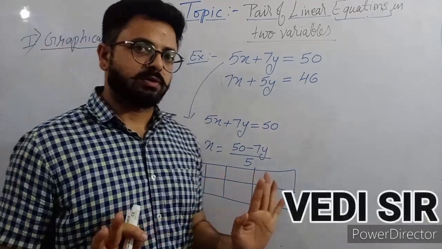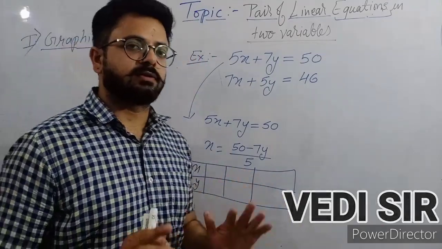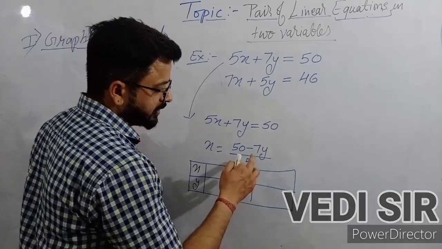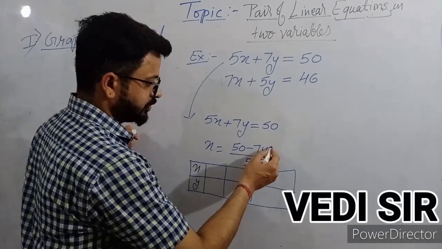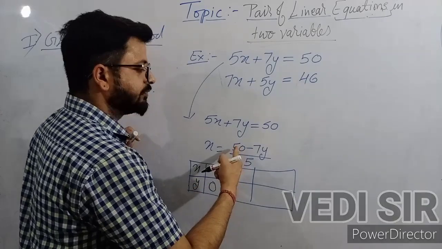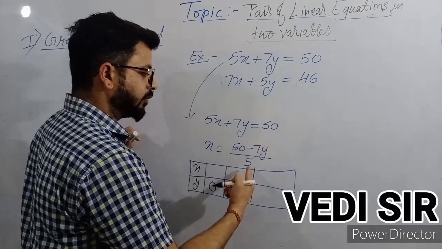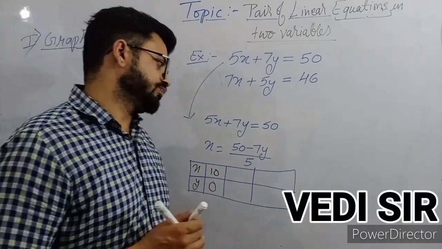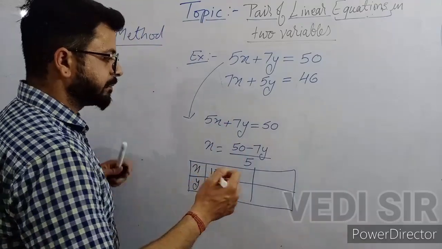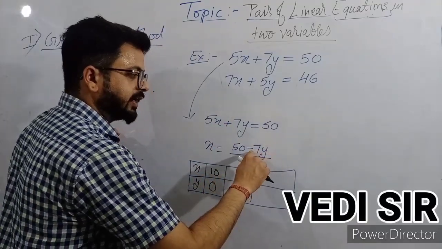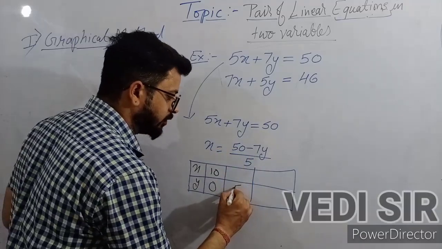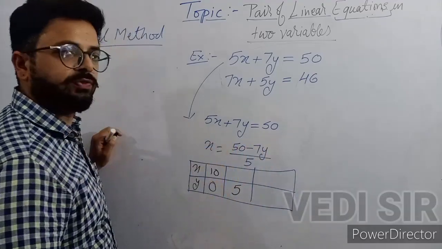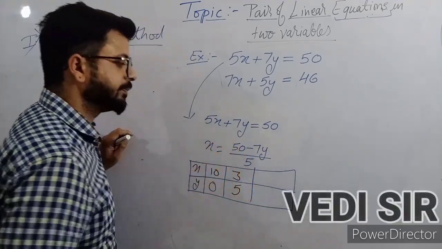Now maybe you have done this part. So now I'm telling you, suppose what value should I place here? Suppose I'm taking 0. If I take 0, then 50 minus 0 is 50, 50 upon 5, 10 will come. Okay, now I'm taking 5 as the value of y. 7 5s are 35. 50 minus 35, 15 left. 15 divided by 5, 3 will come.